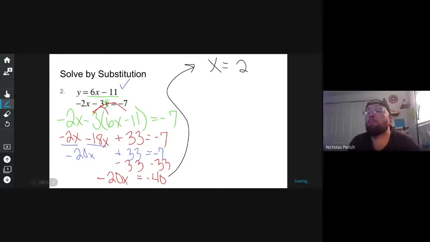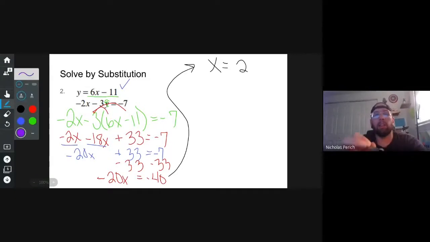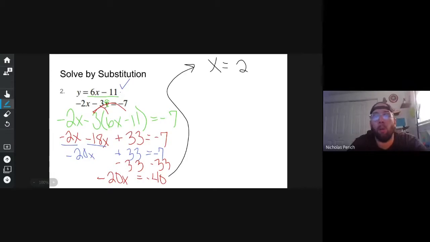Now, in the last problem, my answer was a point. That's not going to change here. I found x, but I have another letter that I have to solve for, y. If x is 2, then why don't I just make my life a little easier and, if I have to find y, use the equation that says y equals? So I'm going to write out y equals 6 times x.